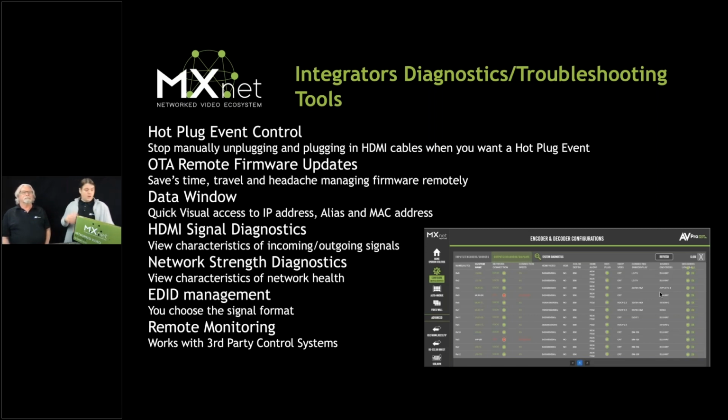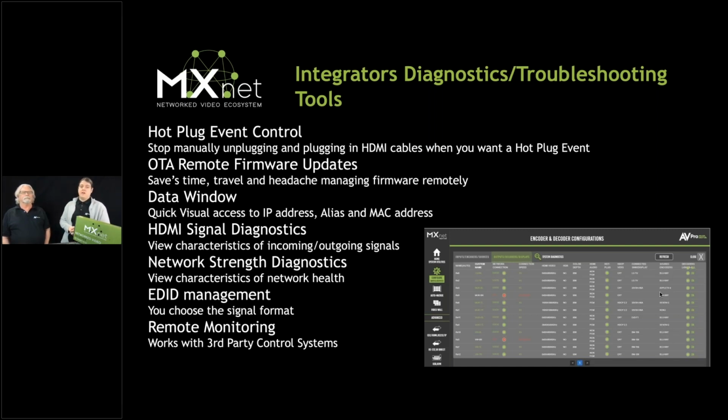Now, we talked about the data window you may have seen really quickly, but each one of the encoders and decoders actually has a small screen right here that is going to be able to give you the MAC address, the alias, the IP address. It can flash so you can find it quickly. A bunch of really cool tools that integrators can use to get on a site, get the job figured out, and get out of there as quick as possible onto the next site so that they can continue making money, as all of us want to do.